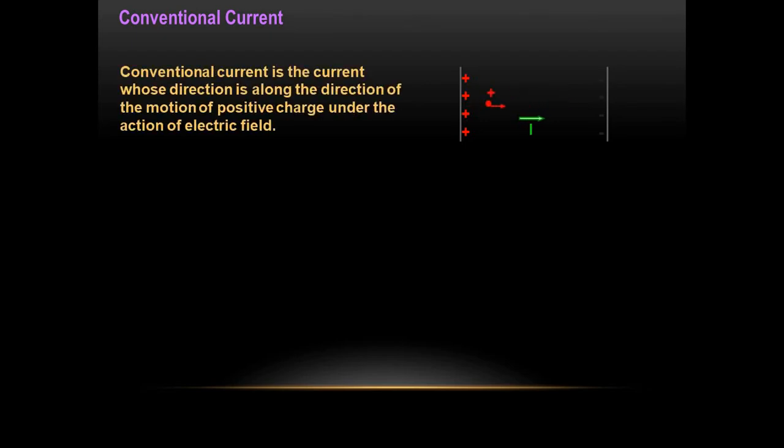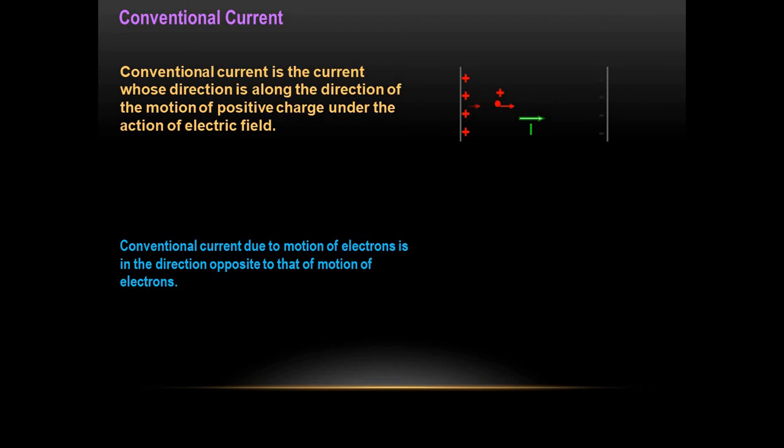conventional current. Here, when we apply an electric field, according to the electric field, the direction of flow of positive charge is from the positive place towards the negative place. The conventional current is the current whose direction is along the direction of the motion of positive charge under the action of the electric field. So conventional current due to the motion of the electrons is in the direction opposite to that of the motion of the electrons.